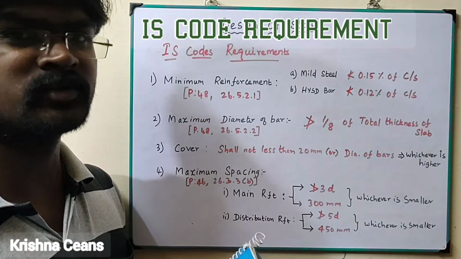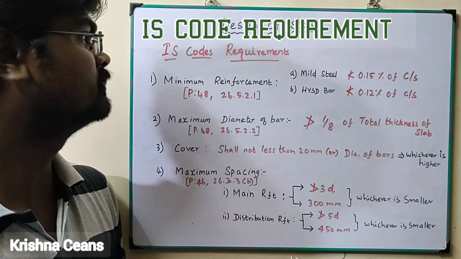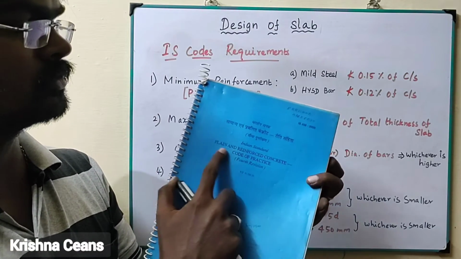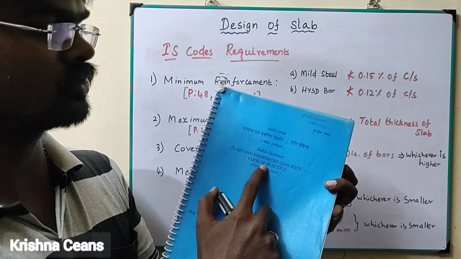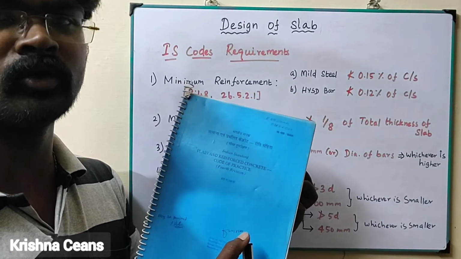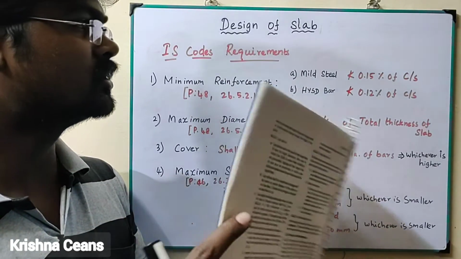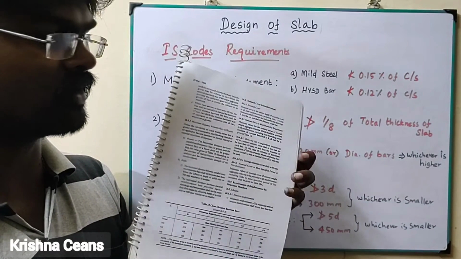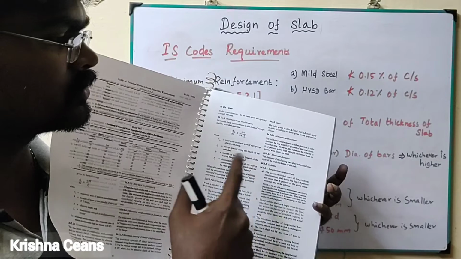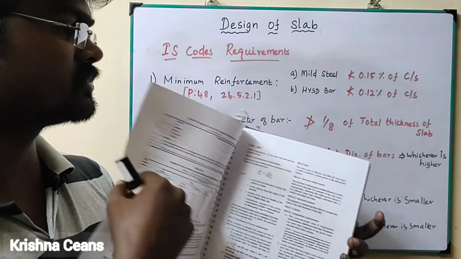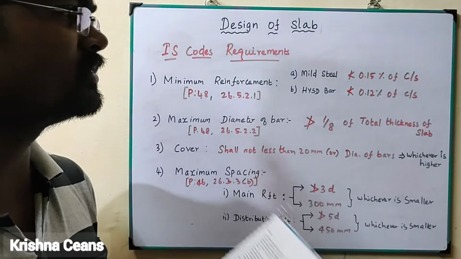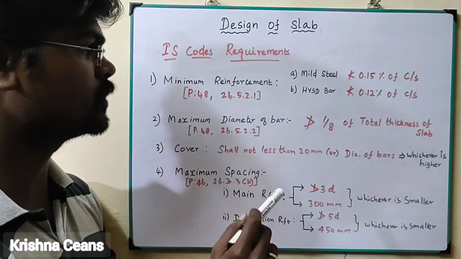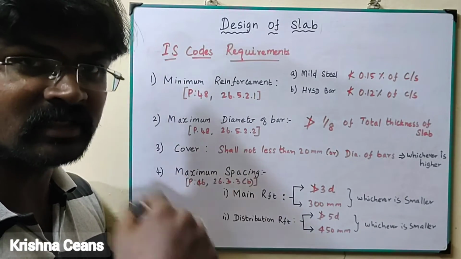Design of slabs as per the IS 456 design requirements. IS 456:2000, Plain and Reinforced Concrete, Code of Practice, is the code book which we are going to use for the design of structural elements. For the slab design requirements, we have to go to page numbers 46 and 48. These are the design requirements available in your IS 456. We will discuss them here. First of all, the first one is minimum reinforcement, which is the condition we have to provide at least.